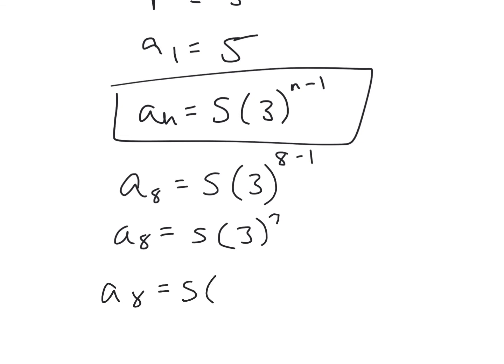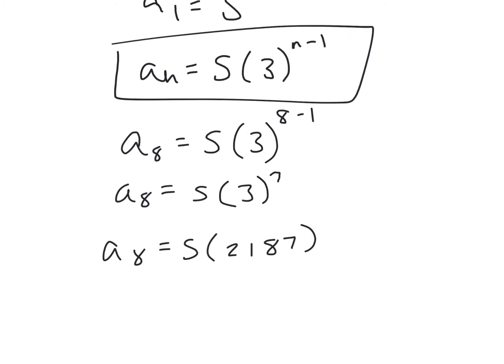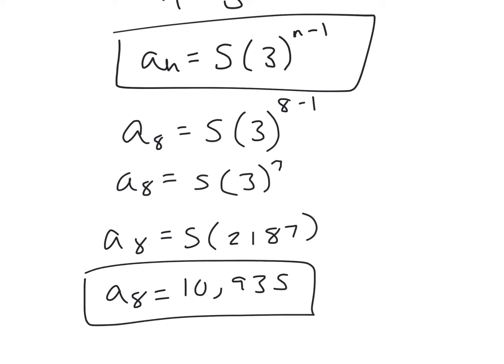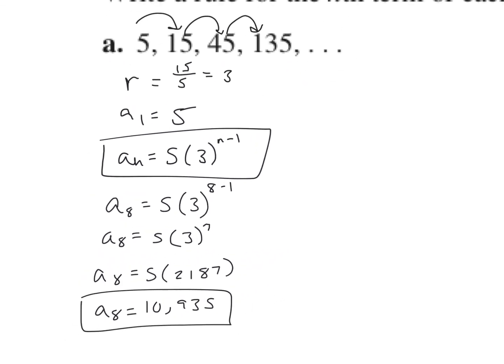So 3 to the 7th power would be 2,187. And then we multiply that times 5. So we get 10,935. That's our 8th term. Any questions here?